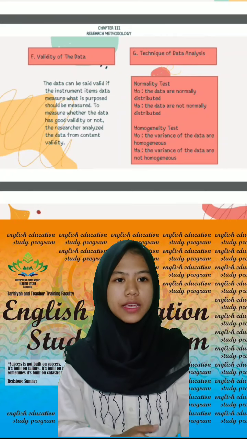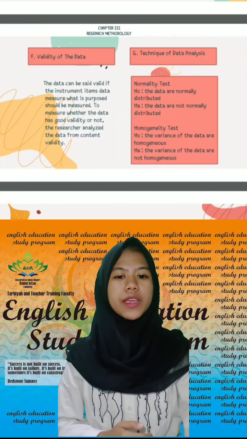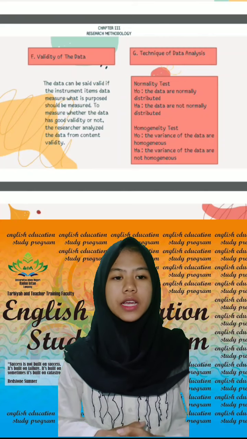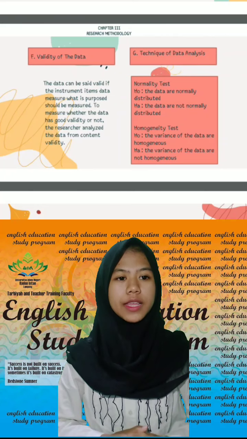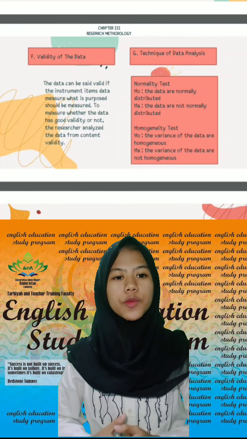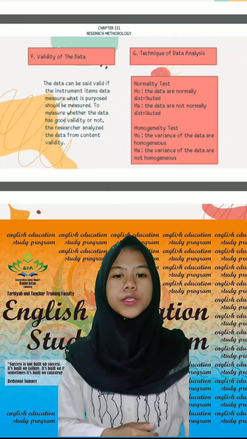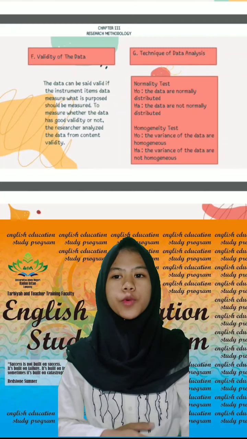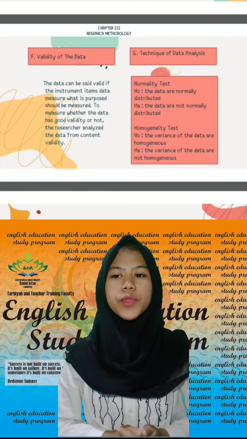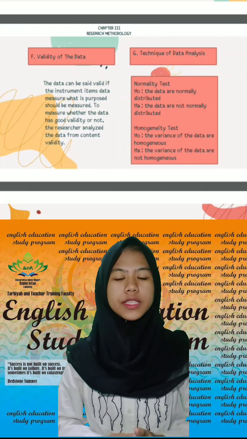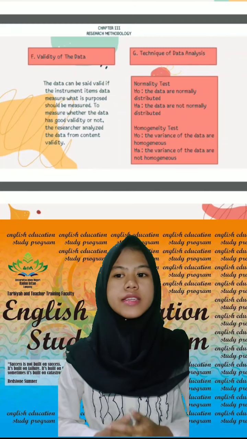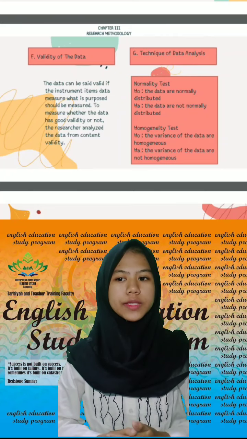The next is technique of data analysis. There is the normality test. The normality test is used to know whether the data in the experimental and control class have a normal distribution or not. So here, the hypotheses for the normality test were formulated as follows. H0, the data are normally distributed. HA, the data are not normally distributed.